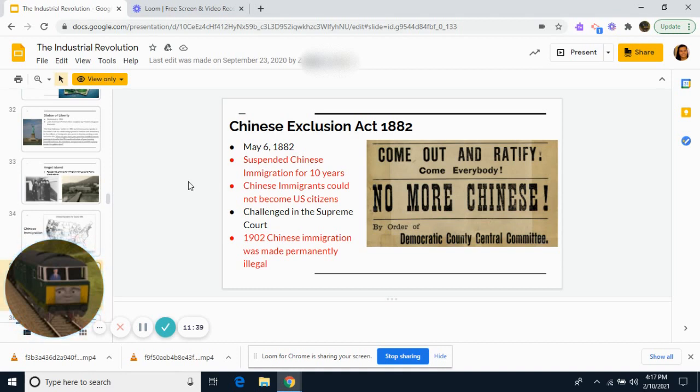Chinese Exclusion Act, 1882. Come out and ratify. Come, everybody. No more Chinese. Well, that's definitely racist. By the order of the Democratic County Central Committee. May 6, 1882, it suspended Chinese immigration for 10 years. Chinese immigrants could not become U.S. citizens. It was challenged in the Supreme Court. In 1902, Chinese immigration was made permanently illegal.